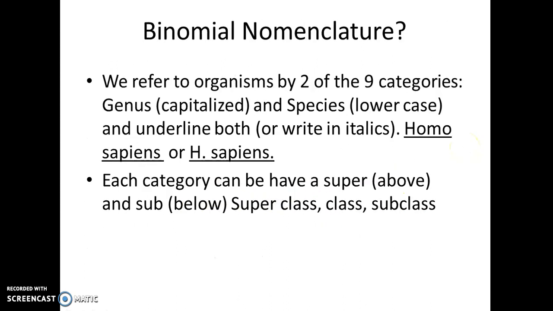So we refer to organisms by two of the nine categories: the genus, which is capitalized, and the species, which is lowercase. They are underlined or italicized. So Homo sapiens, which is our genus and species, is our scientific name. We can write H. sapiens. Each category can have a super, which is above, and sub, below. So you can have a superclass, class, subclass, superfamily, family, subfamily, superkingdom, kingdom, subkingdom. So every division has its own super and sub.